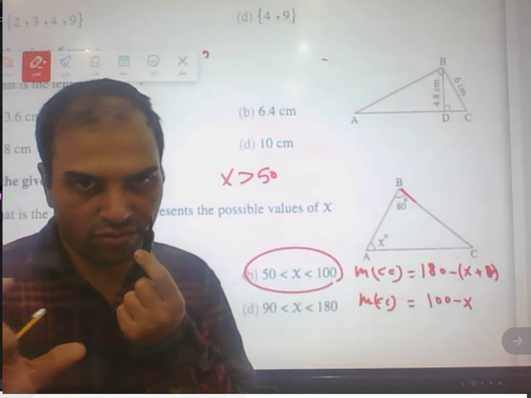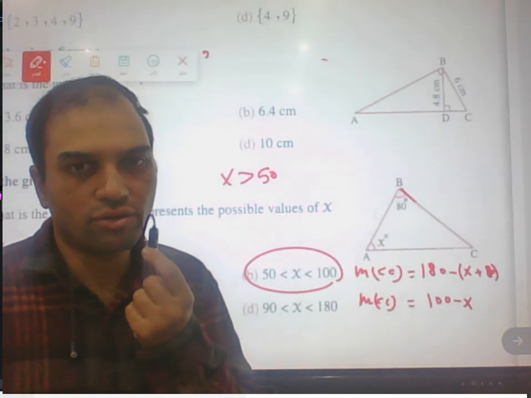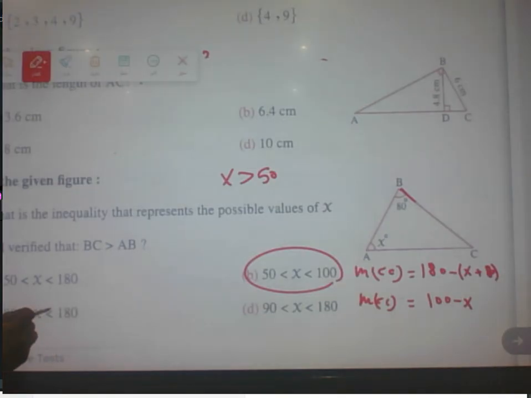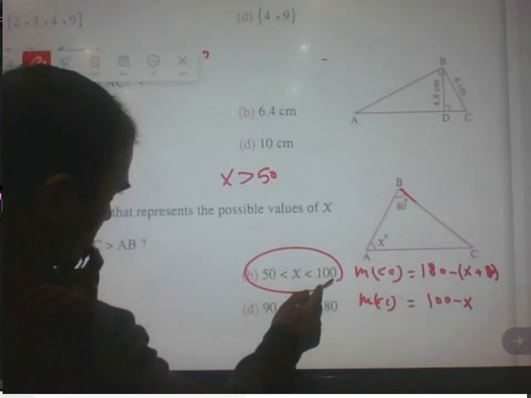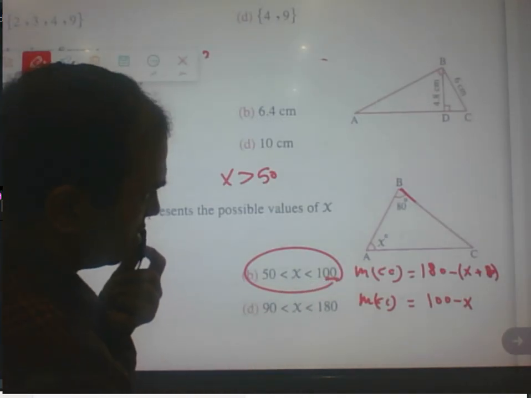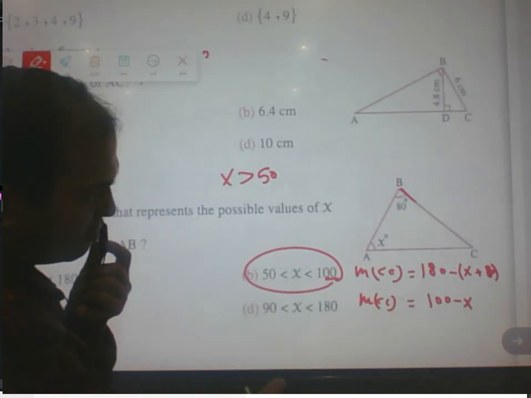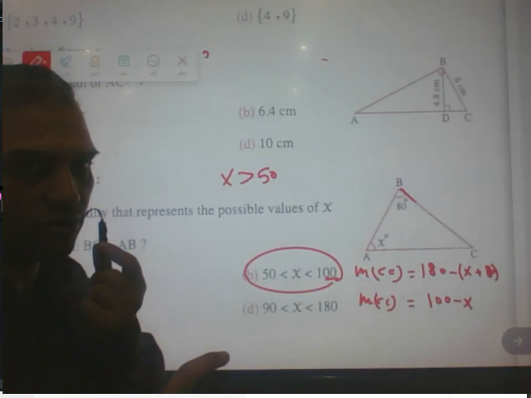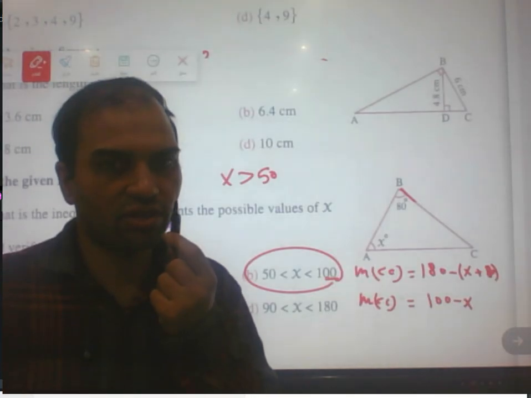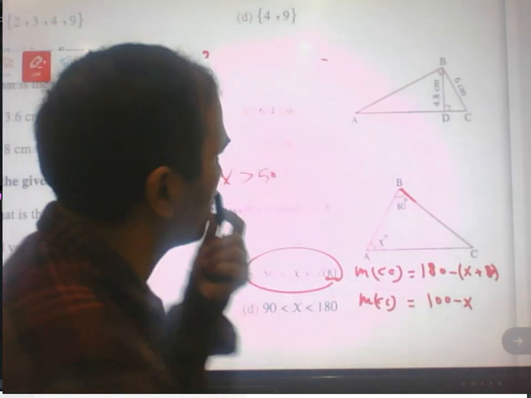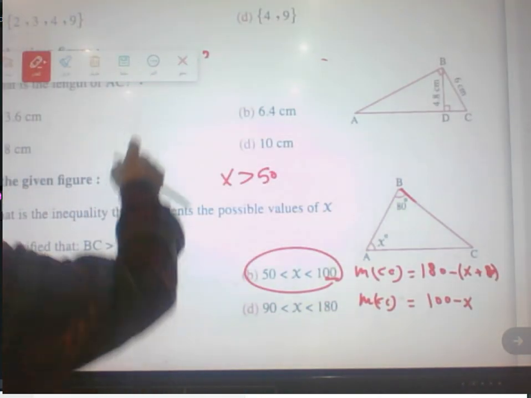So x is included between 50 and 100 only, not 180. Don't choose this one; we must choose 100 only. The measure of angle x must be less than 100, not equal to 100 either, because if you put 100, 100 minus 100 equals 0, which is not valid. Okay, next question.